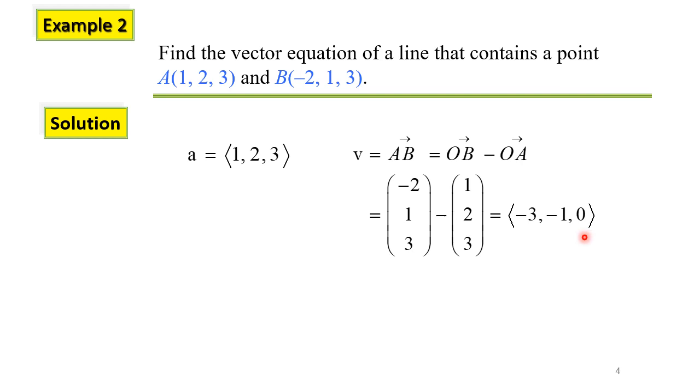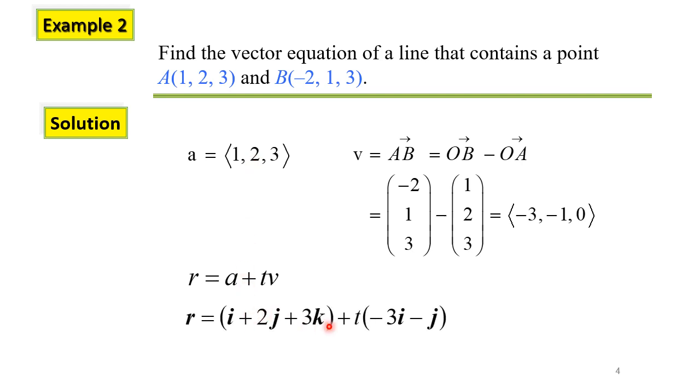After we find a and v, we can write down the vector equation. We know r = a + tv. So substitute a here and v from here. We get r = i + 2j + 3k + t(-3i - j), with no k since k is 0.